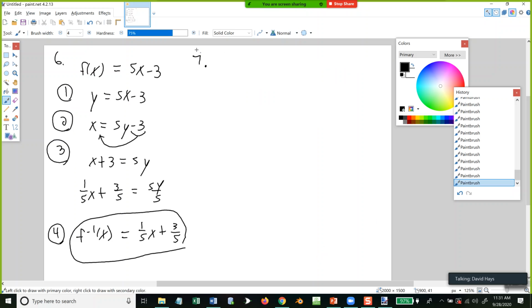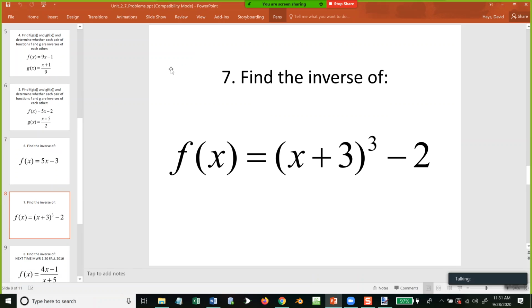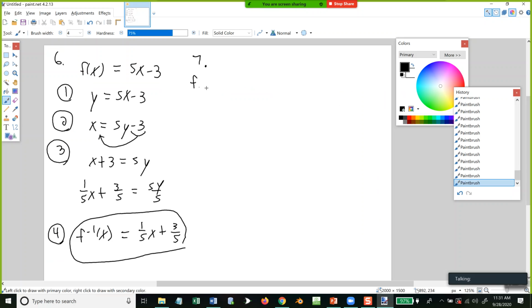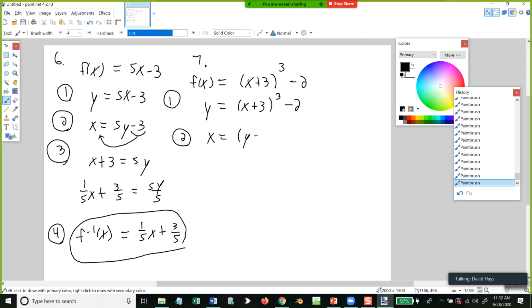Now number 7. I want to find the inverse of this. f of x is equal to (x plus 3) to the 3rd power, minus 2. Step 1. Replace f of x with y. So I got y is equal to (x plus 3) to the 3rd power minus 2. Step 2, interchange x and y, swap them. So we got x is equal to (y plus 3) to the 3rd power minus 2.